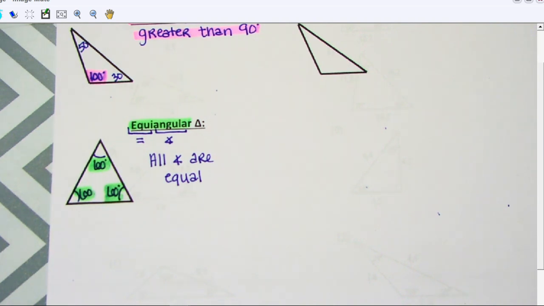So equiangular. Oh, I'm sorry, let me get you another hot water.